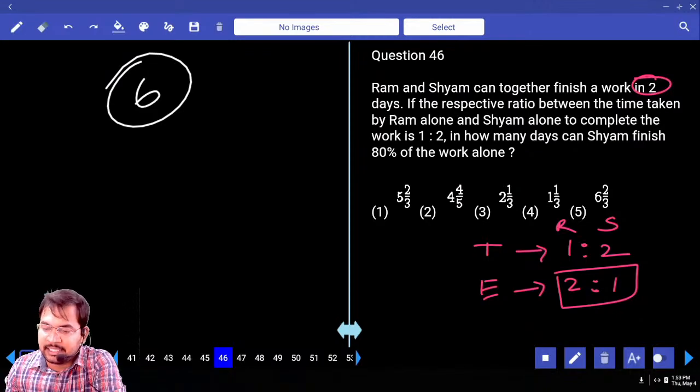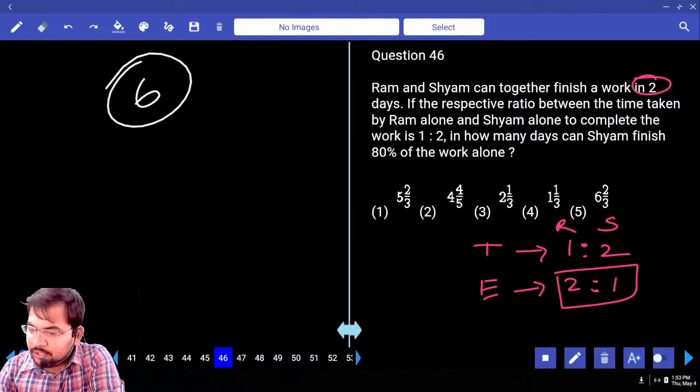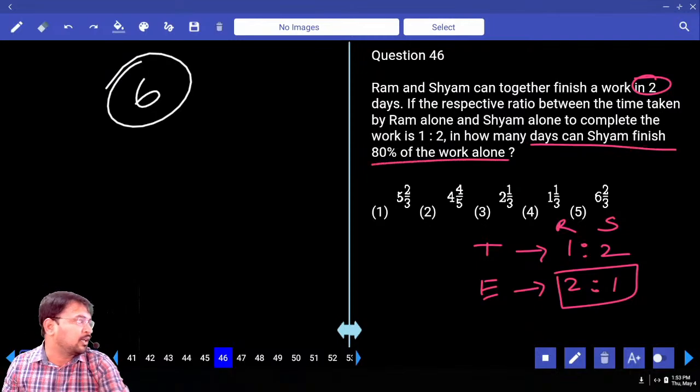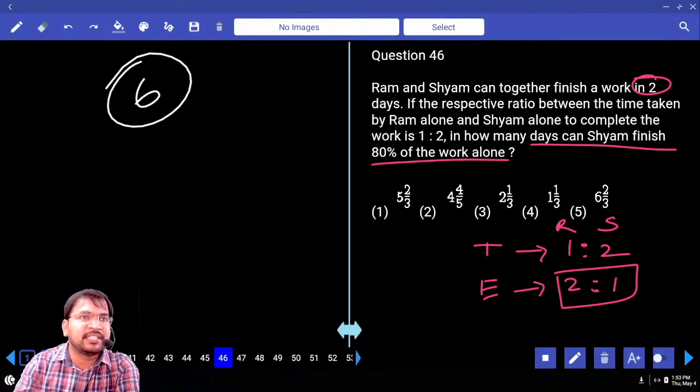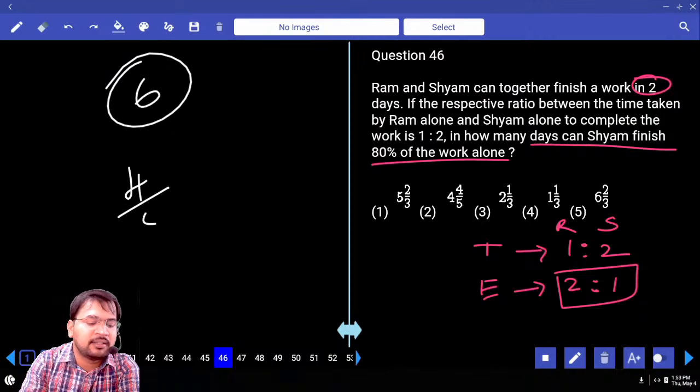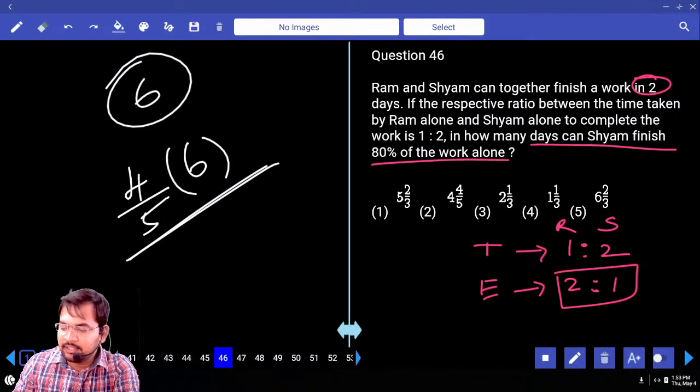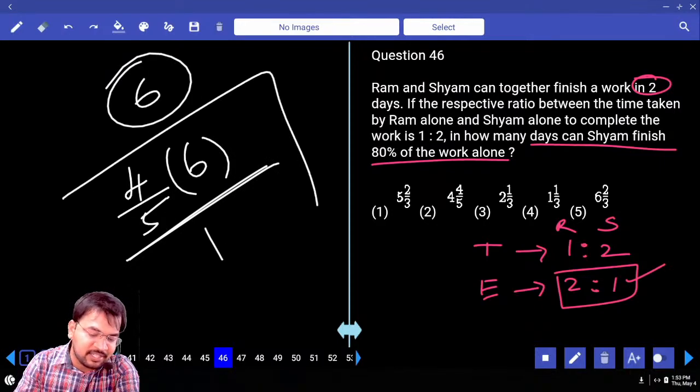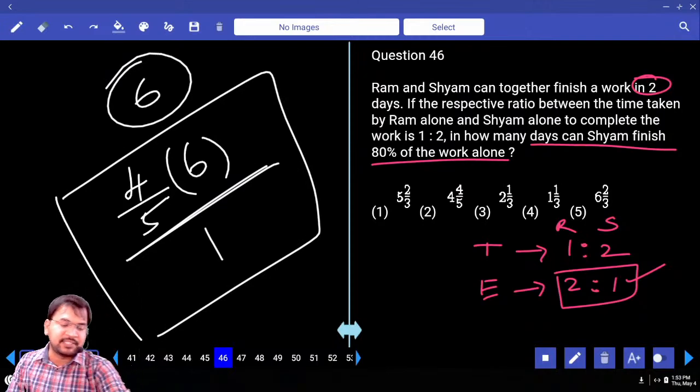6. Now if you observe carefully here, in how many days can Sham finish 80% of the work, not the entire work. 80% is nothing but 4 by 5, na. So 4 by 5th of 6. Who will complete this one? Sham. Sham's efficiency is what? So 4 by 5th of 6 is 24 by 5.